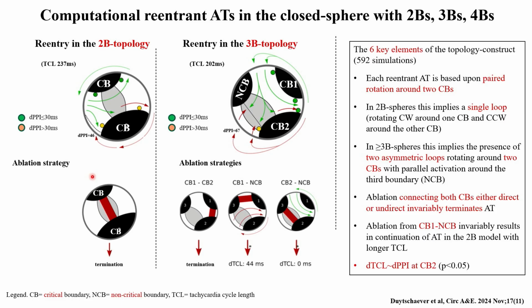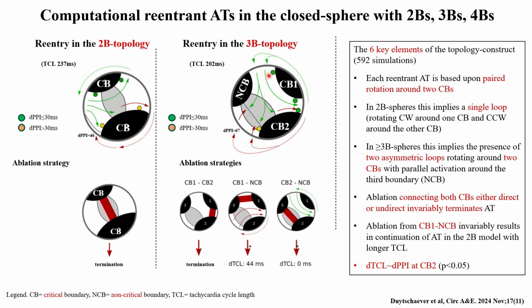Easy. The moment you have 3 boundaries, so same model, 3 boundaries, different sizes, and you induce atrial tachycardia, you always will have a dual loop tachycardia. Always. There will be one boundary, which we call the critical boundary, which is enveloped by complete rotation, and you will have a second critical boundary, which is enveloped by incomplete rotation. But basically, the rotation is all there. The third boundary is called the non-critical boundary, and it's activated by parallel activation. You can look at all your activation maps you have in the lab. It will always look like this.